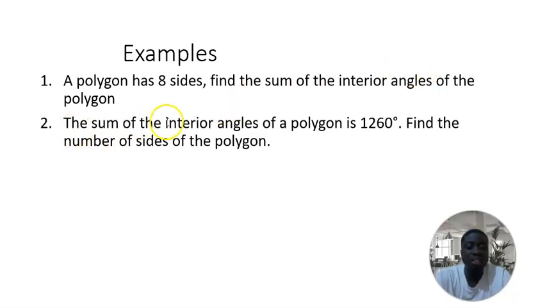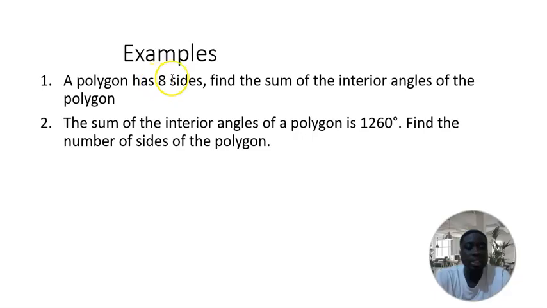Second, the sum of the interior angles of a polygon is 1260 degrees. Find the number of sides of the polygon. So here we were given the number of sides and you have to find the sum of the interior angles. So let's solve the first one. Focus on this one. You can write it somewhere, then look at the solutions.